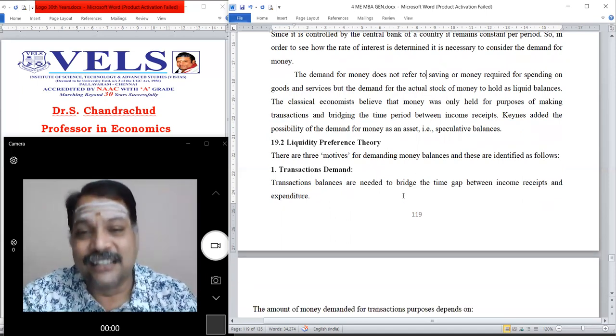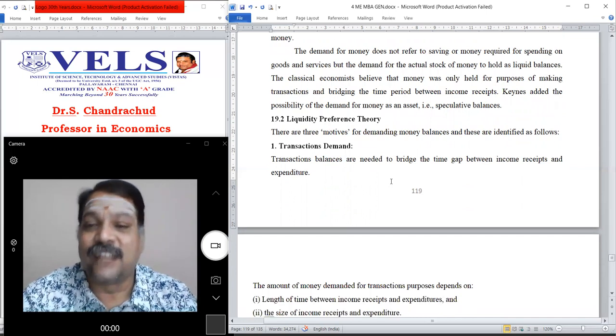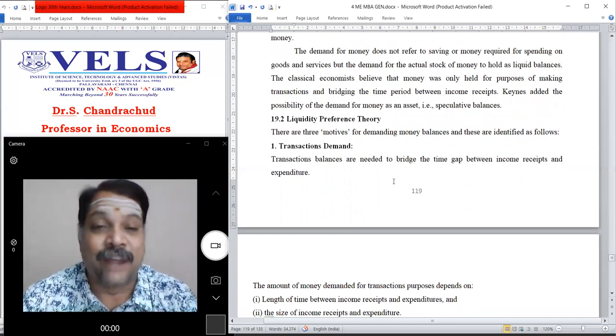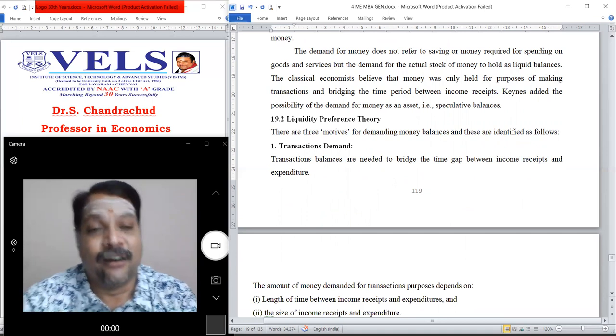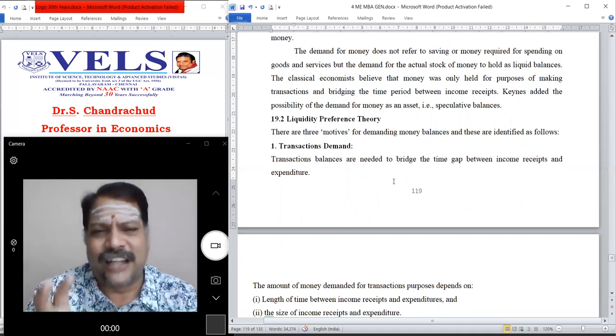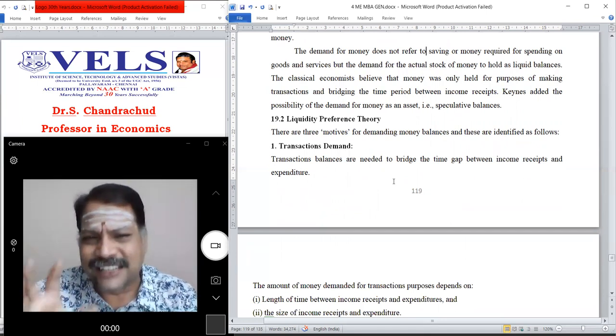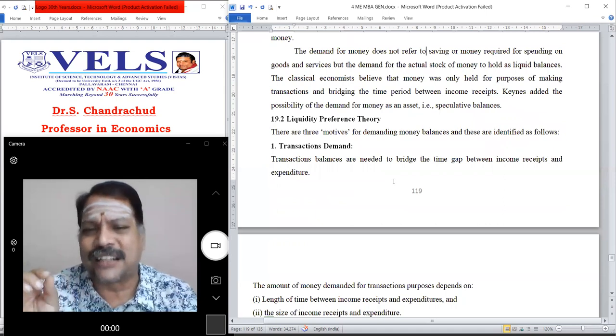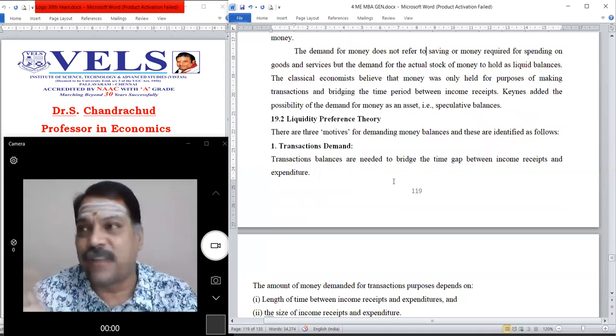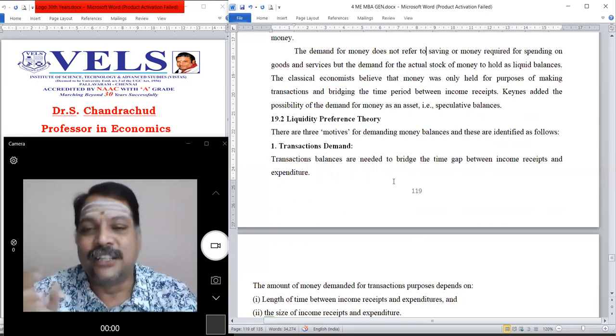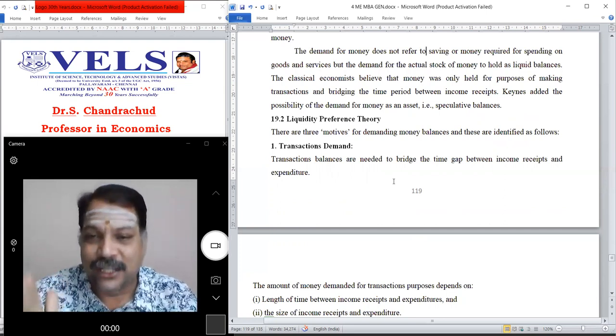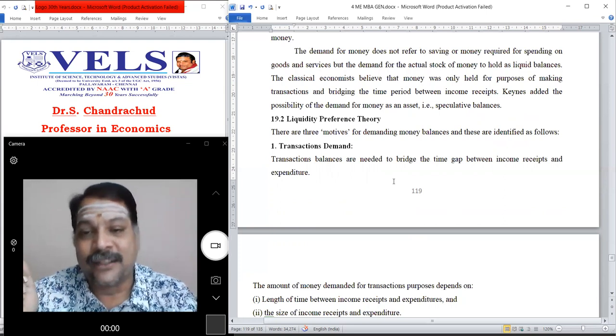Let me start the liquidity preference theory. There are three motives for demand for money, which are identified based on the transactions made. The first one is transaction demand. Second one is precautionary demand. Third one is speculative demand. Let us start with the transaction demand.